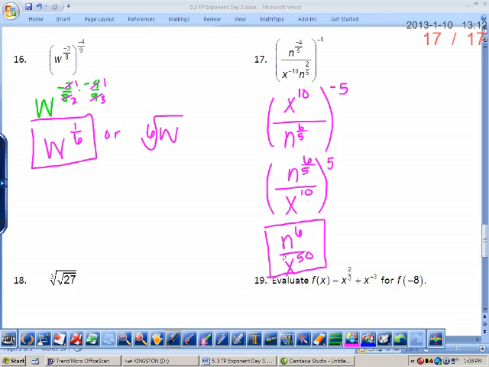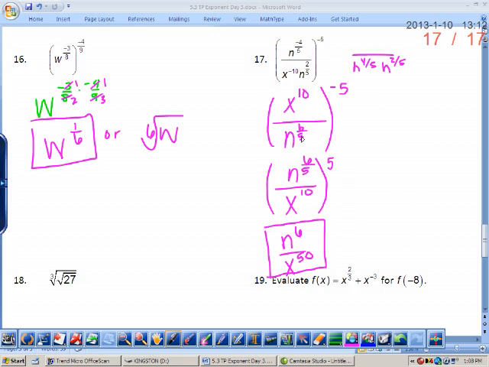Yes? So how did you go from step 2 to step 3? I moved x to the negative 10th up because that negative exponent tells me I can move it up and turn it into a positive. I took n to the negative 4/5 and I moved it down. So then it became n to the 4/5 times n to the 2/5. And when I combine those, I get n to the 6/5.